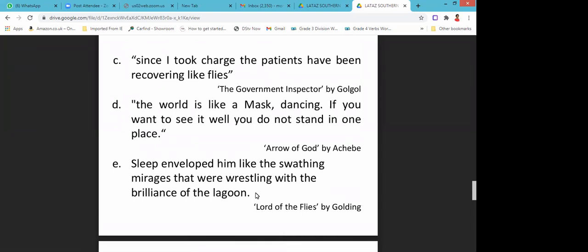Another example is, since I took charge, the patients have been recovering like flies, from the government inspector. And this was the official in charge of the hospitals. So the patients and flies. But this had to do with the care of the patients. Though ironical because they did not recover, they would die.